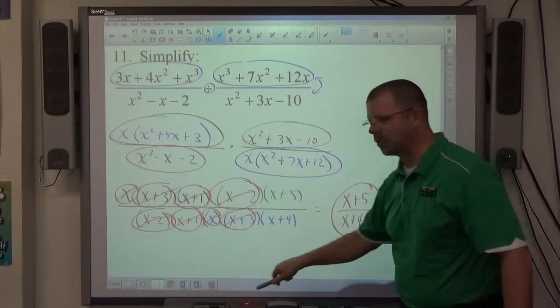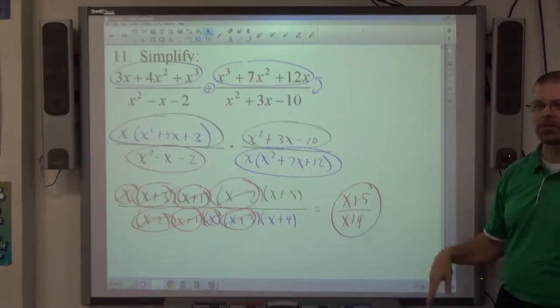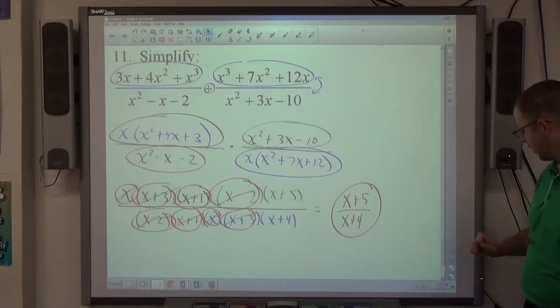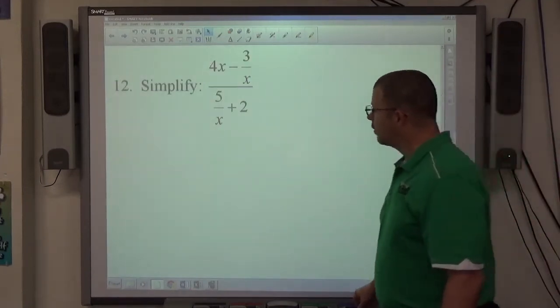I will make it on the test so it comes out to a nice pretty answer like that. I'm not going to make it where you have to multiply it all back together. So everything but one thing on top and bottom should cancel if you do it correctly. Number 12, simplify.